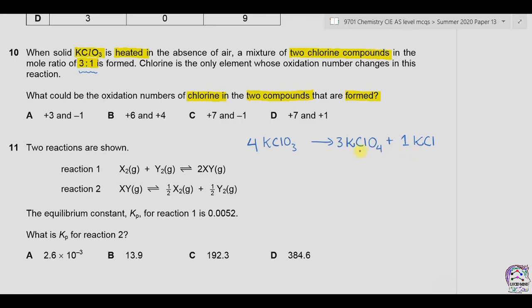Now let's find the oxidation state of the chlorine atom in both these compounds. In potassium chloride, we have +1 for the potassium atom and -1 for chlorine, so the chlorine oxidation state is -1. In KClO4, there is 1 potassium atom, 1 chlorine atom, 4 oxygen atoms, and the overall charge is 0. So we have chlorine - 7 is equal to 0, chlorine is equal to +7. So the oxidation state of chlorine is +7. So it is +7 and -1. So the answer is C.